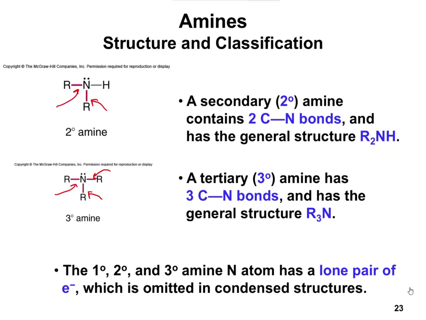All right, so again, that's just classifying it as a primary, secondary, or tertiary amine. All that means is how many of the carbon-nitrogen bonds that you have. Now, in all of these structures, you're still going to have your nitrogen that has a lone pair of electrons, right? That's what's mentioned down here. And that lone pair of electrons is omitted in the condensed structures. So you just have to remember that it's still there, right? So remember, nitrogens are always going to have three bonds and one lone pair.